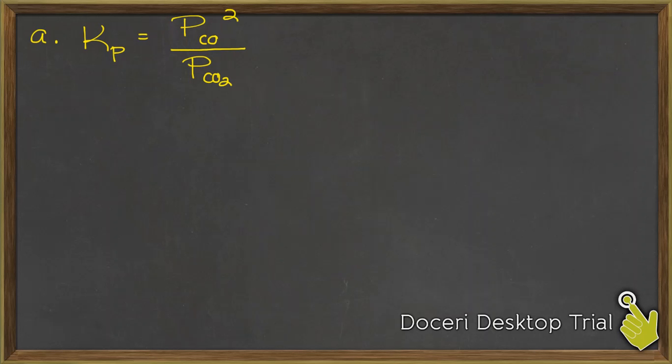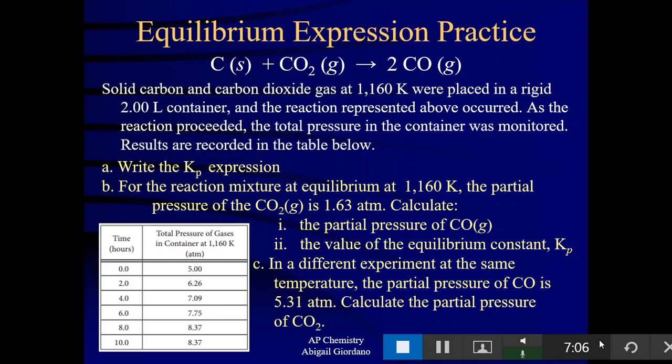Partial pressures are involved here. Okay, I left out that solid, that carbon solid. Let's look at part B. It says, for the reaction mixture at equilibrium at 1160 Kelvin, notice it's the same temperature as what was given originally, the partial pressure of carbon dioxide is 1.63 atmospheres. Calculate. Part 1 wants us to find the partial pressure of carbon monoxide.